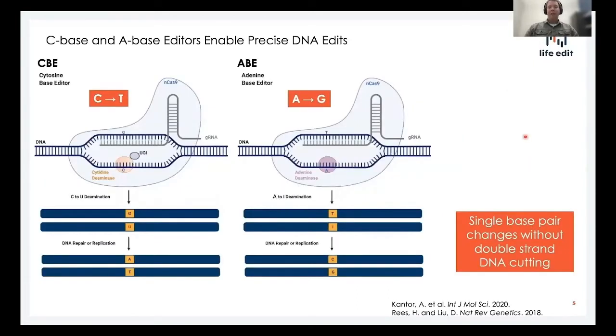Both C base editors and A base editors can perform very precise DNA edits. So for example, C base editors can convert Cs to T, and they do this by deaminating cytosine into uracil, which is then corrected to thymine. In the case of A base editors that can convert an A to a G, the adenine is first deaminated into an inosine, which then gets repaired as a guanine. And in both cases, these systems are able to affect single base pair changes, importantly, without doing any double strand cutting. This is very important because this prevents the formation of undesirable editing products, which could be deleterious to cells.